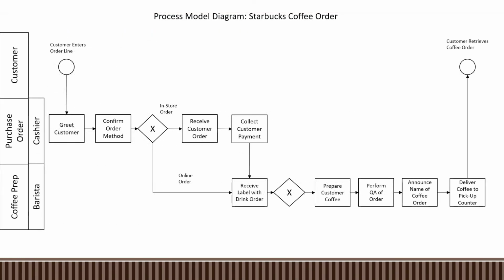Now let's take a look at the process flow diagram. I've listed 3 swim lanes, one for the customer, one for the purchase order, and one for the coffee prep. And we have 2 sub-swim lanes, one for the cashier and one for the barista.